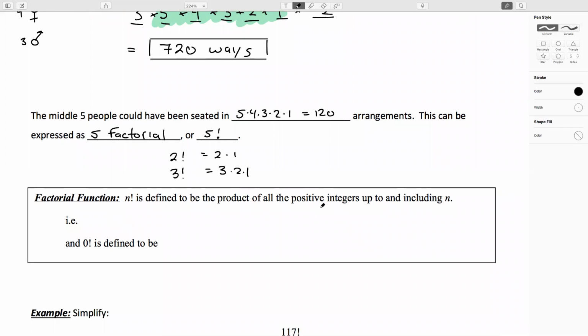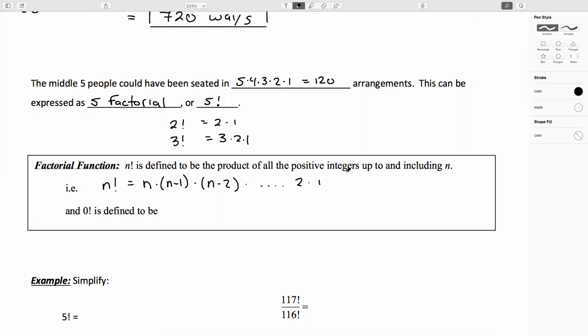The factorial function, n factorial, is defined to be the product of all positive integers up to and including n, i.e. n factorial equals n times n minus 1, which is just one number less than n, times n minus 2, times everything in between until you get to 2 times 1. So it's just a general way of writing any number factorial. We've got to define 0 factorial for this notation to work. So 0 factorial will be defined as 1. So 0 factorial equals 1.